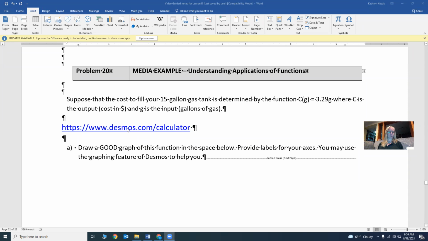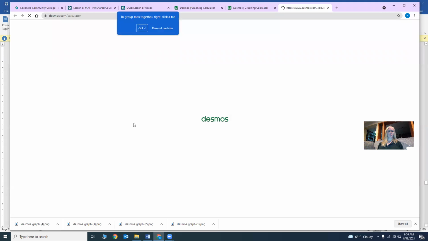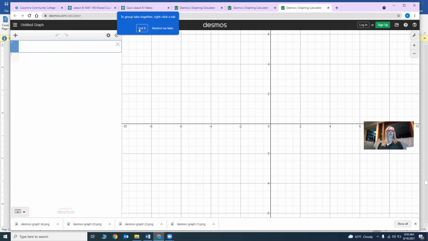So let's go ahead and go into Desmos. Actually, I'm just going to let Desmos do it, but I want to talk about what is a good graph. I want to type in y1 equals 3.29 times x. I can't use C because I have to use y, and I can't use G, I need to use x. So I put in 3.29x.